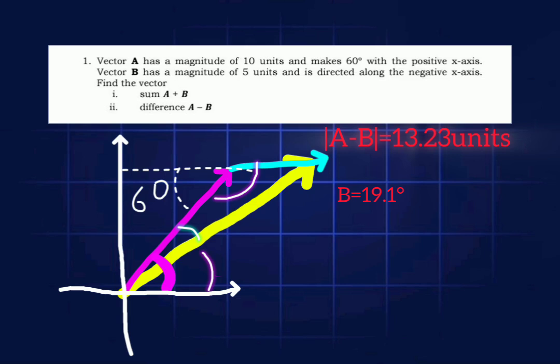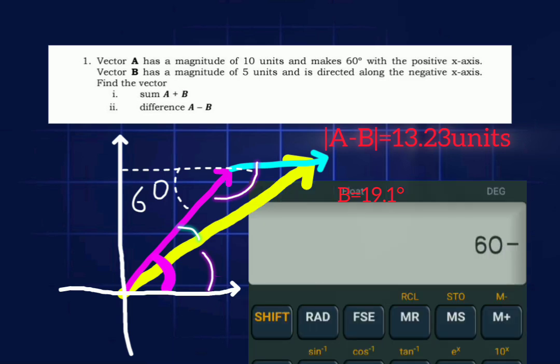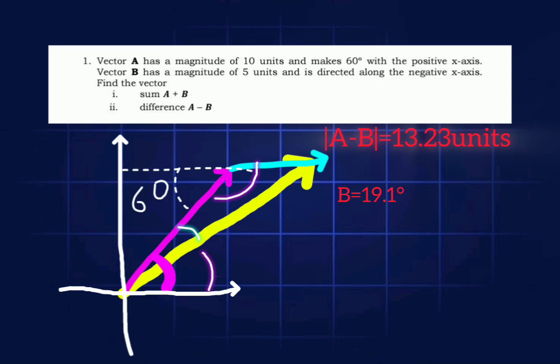Now what we need to do is subtract. We say 60 minus 19.1 degrees. In the end, that's going to give us something close to 40.9 degrees. So that means the resultant vector is 13.23 units at an angle of 40.9 degrees from the positive x-axis. And that's how we find the resultants of vectors.